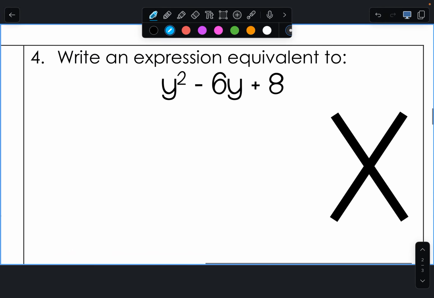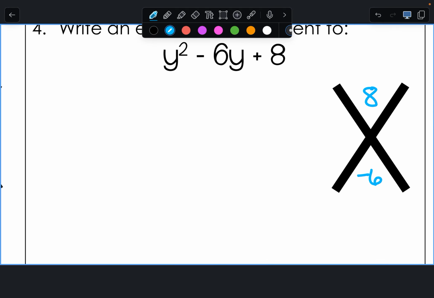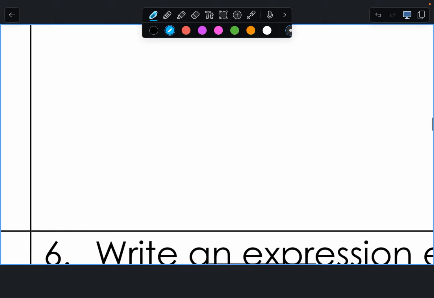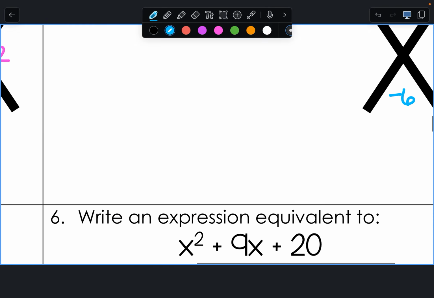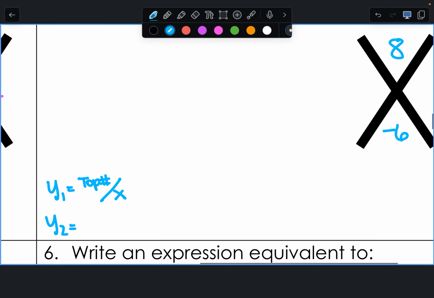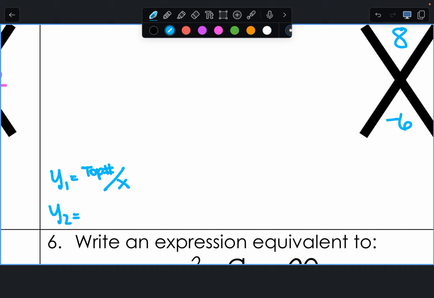Number 4. Top number is 8, bottom number is -6. Because there are negatives involved here, even if you already know what it is, I'm going to show you how to find that correct answer every single time without guessing. I'm going to write some steps down here. You're going to go to y equals, and you're going to use both y1 and y2. In y1, you're going to put that top number divided by x. In other words, for this example, 8 divided by x.